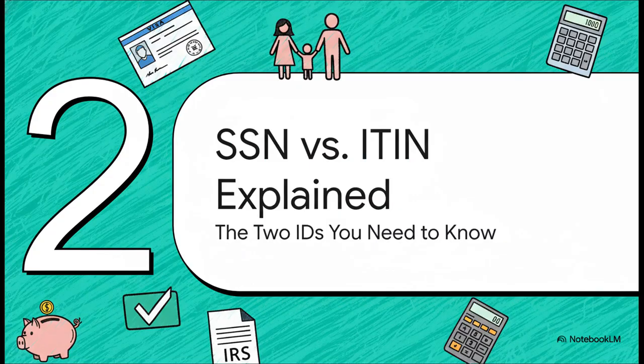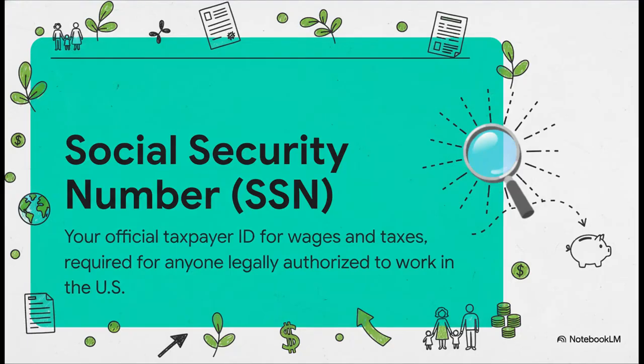So how do we make sure we stay on that smooth process path? Well, to avoid all those problems, we've got to understand the tools we're working with. And that brings us to two really important but very different types of IDs from the government, the SSN and the ITIN. Let's start with the one you probably already know, the Social Security Number, or SSN.